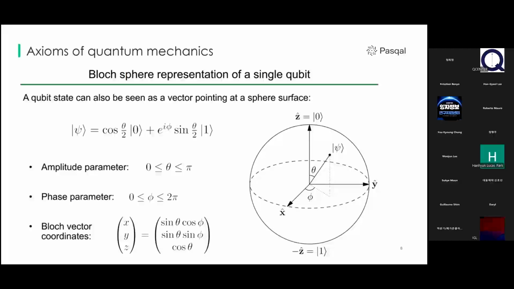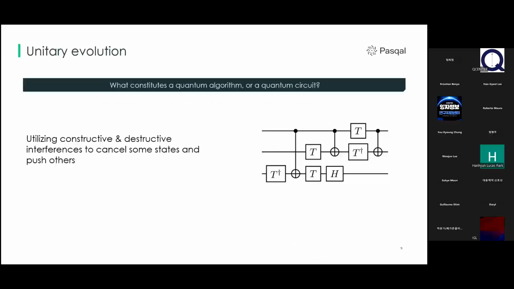But for us, what's important is that for each quantum bit, you can really think of the information, visualize the information, as a position on the surface of the sphere, on the surface of the globe, if you wish.